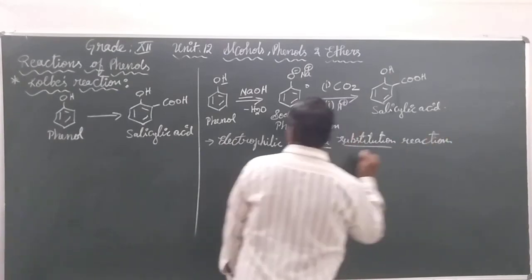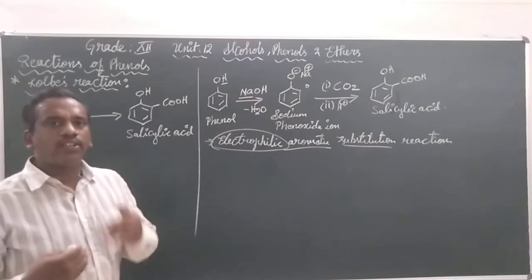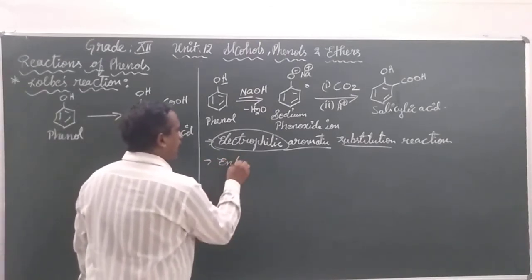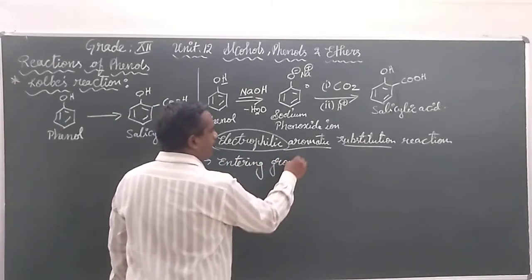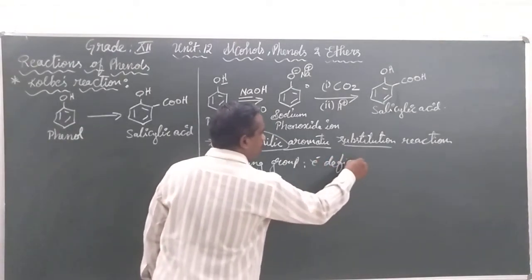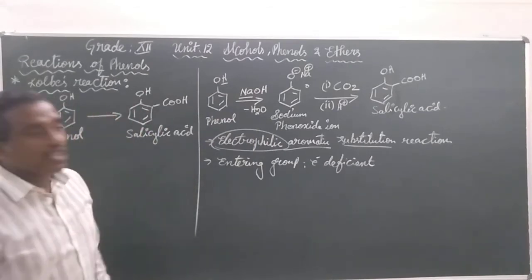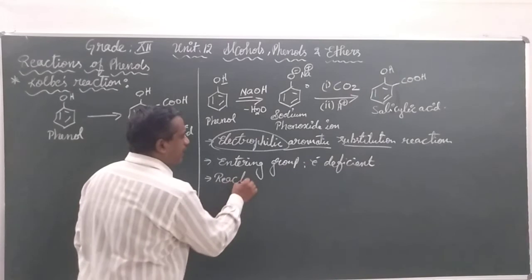What does electrophilic mean? Here the entering group is an electron deficient group. Do we know what electron deficient centers are? We had learned in the first year: reaction intermediates.